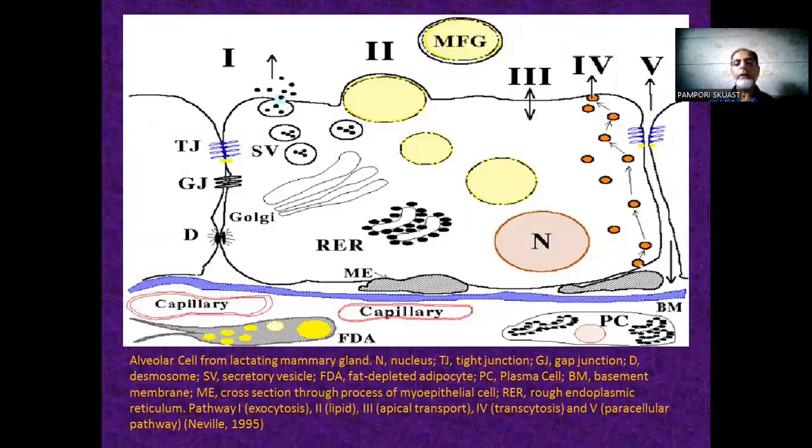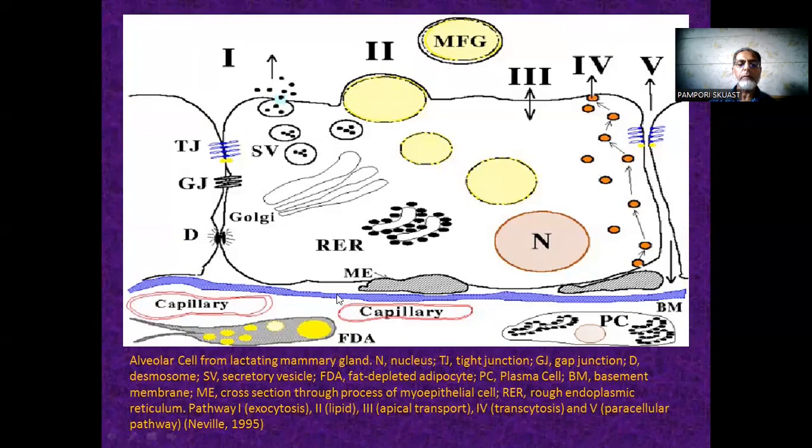So you will find here in a picture, they have the tight junctions over here, right? So this first is exocytosis. You will find that from the Golgi, these secretory vesicles will fuse with the membrane and push the contents into the luminal side, into the milk.